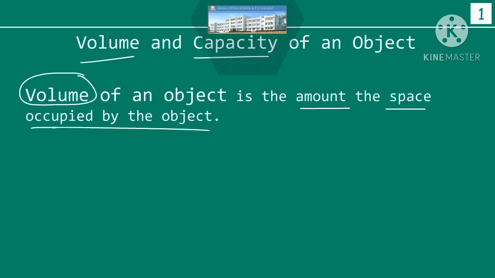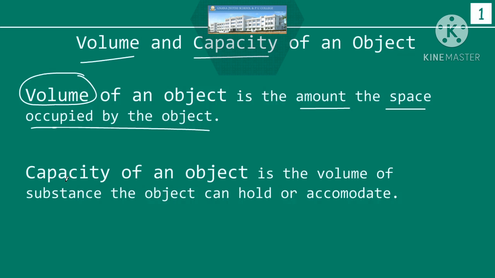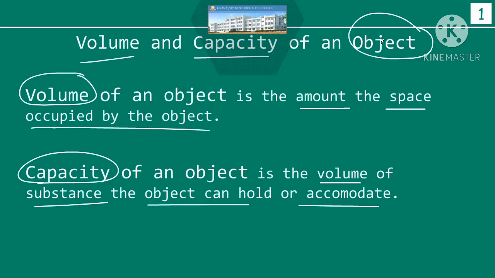So what is capacity? Now capacity of an object is really synonymous with volume of an object. Oftentimes they mean the same thing. So capacity of an object is the volume of substance the object can hold or accommodate. Meaning, whatever the object which is in the question, if this object is hollow or empty from inside, then we can potentially fill that in with any kind of gas or liquid. So in that case, capacity of the object will be equal to the volume of the substance that the object can hold or accommodate. So this is important to keep this in mind.